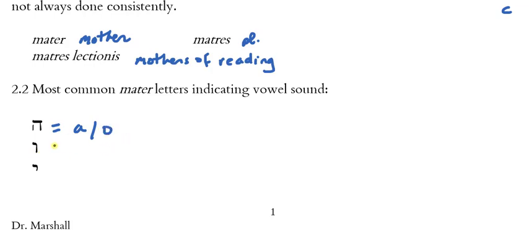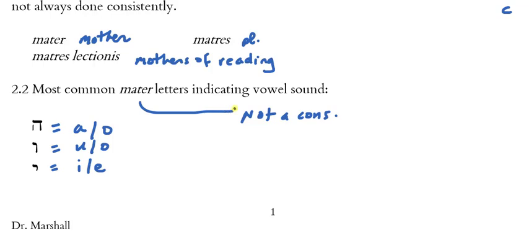The vav was used frequently to represent a U sound or an O sound, and the yod was used to represent an I or an E sound. So those are the most frequent sorts of vowel sounds that these matras, these mothers of reading consonants, were used for. Now, realize when a he, vav, or yod is used as a mater, then it is not a consonant at that point, okay? Maters are not technically consonants.